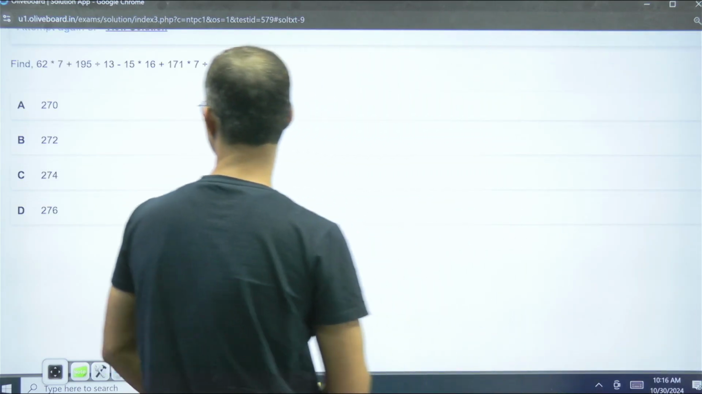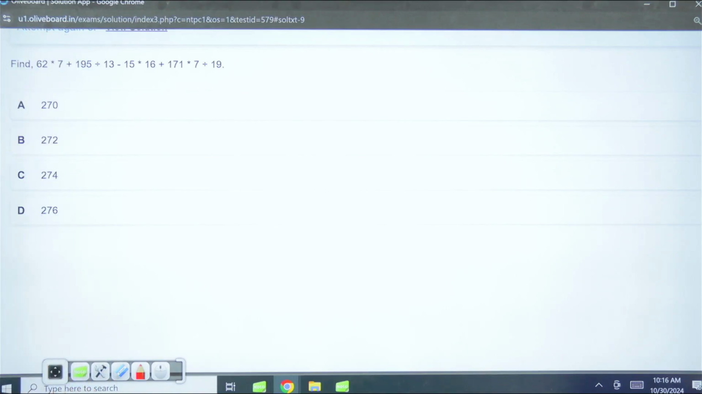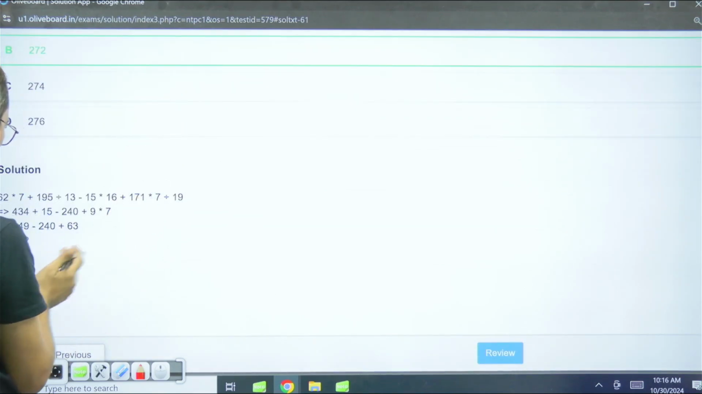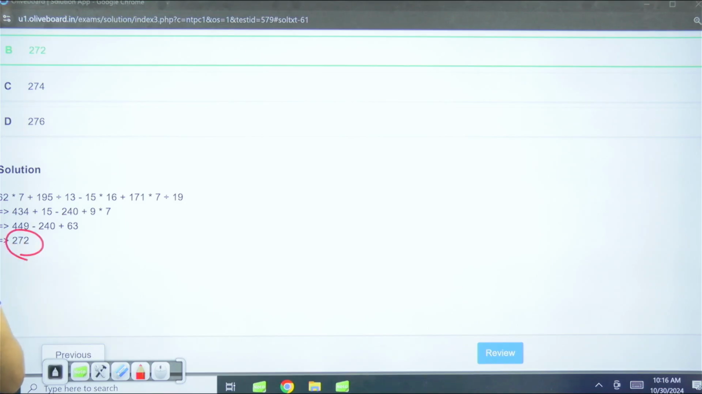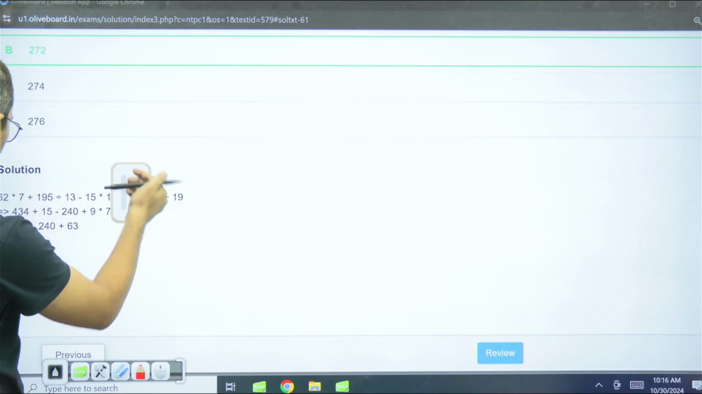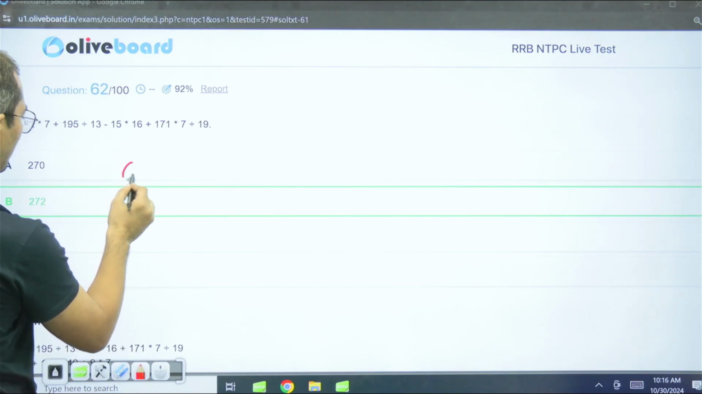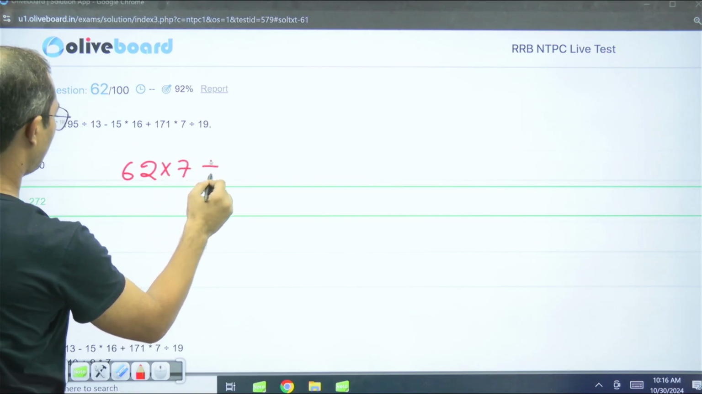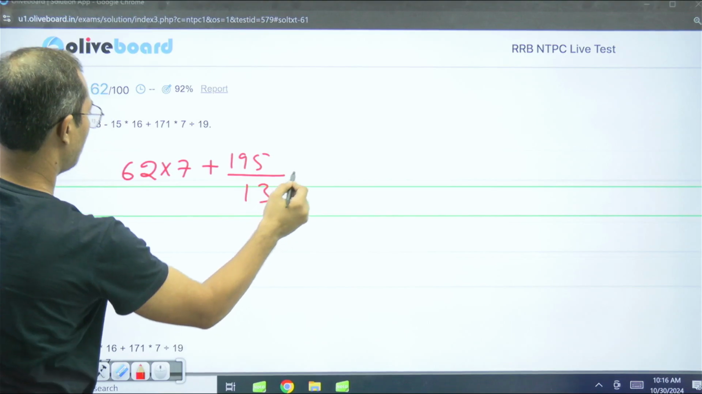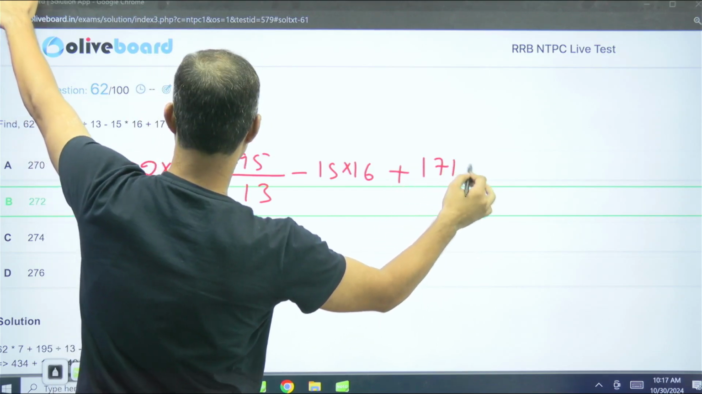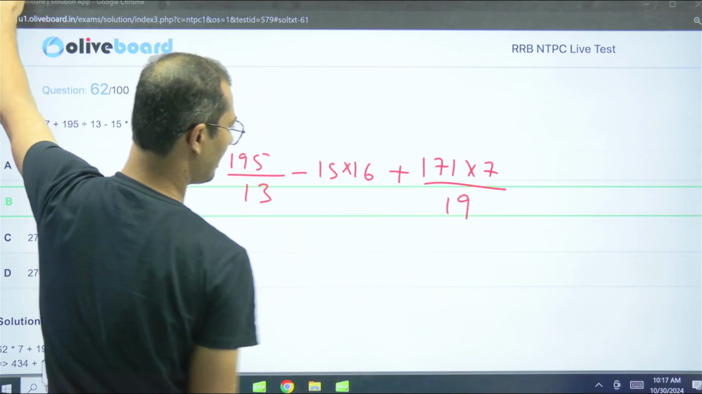Tell me what is the answer for this question? Yes, please. What is the answer for this question? So this question belongs to basics, or we can say BODMAS, right? So you can view the solution for this because this is very, very simple, right? Here you will get 272, right? See, this is merely 62 into 7, plus 195 divided by 13 minus 15 into 16 plus 171 into 7 divided by 19, right?